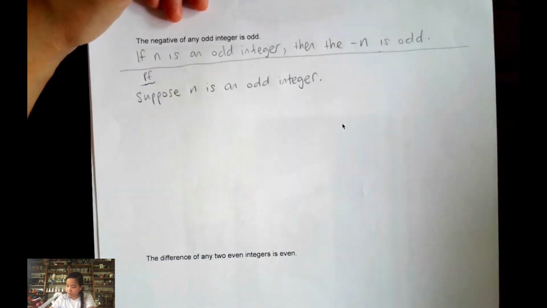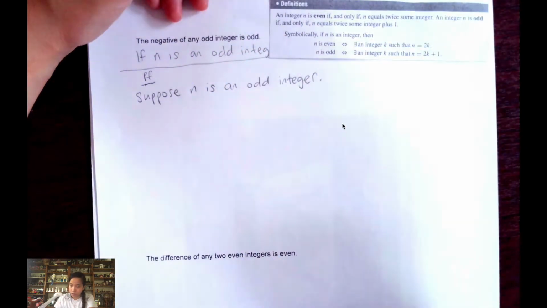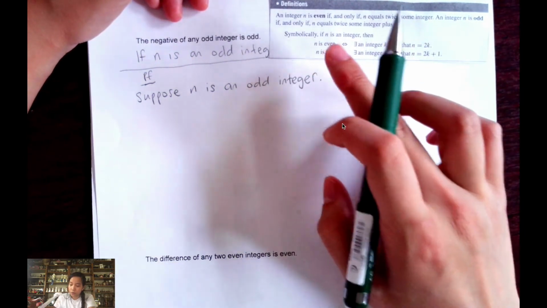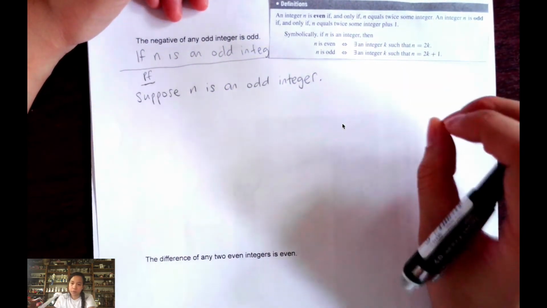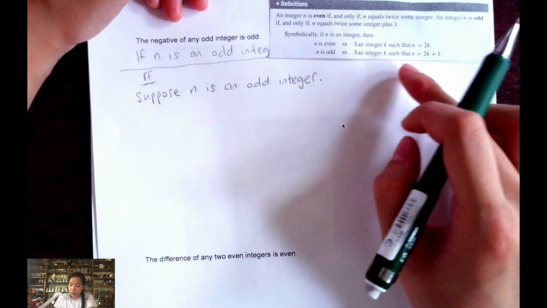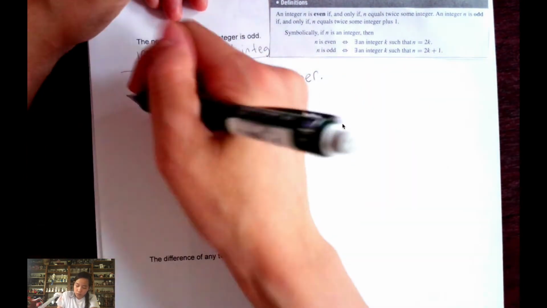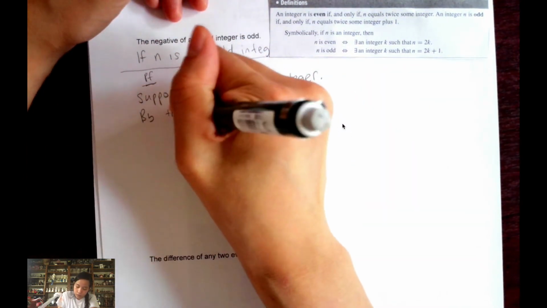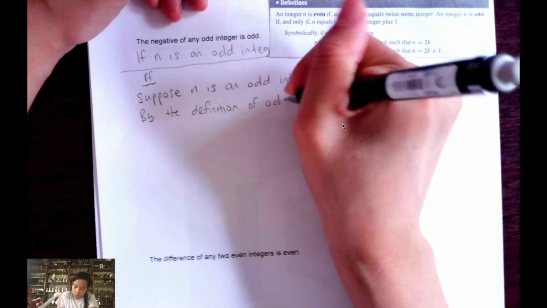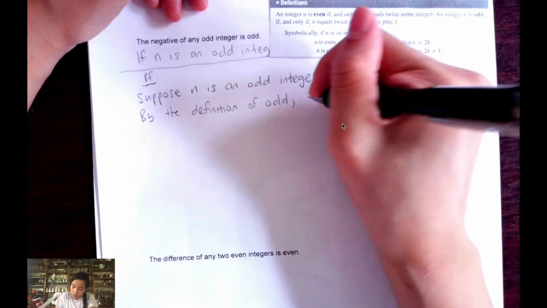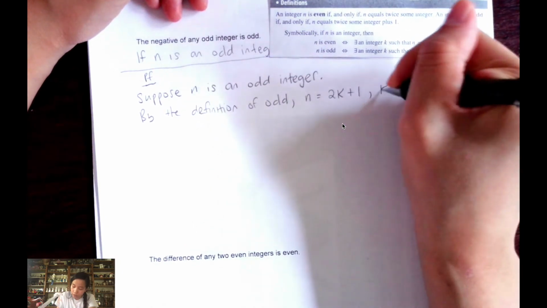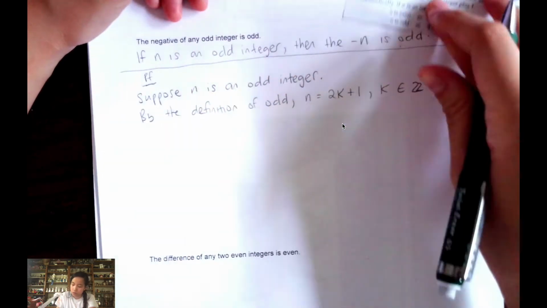So here is the definition from the textbook. An integer n is odd if and only if n equals twice some integer plus 1. So n is odd when there exists an integer k such that n equals 2k plus 1. So we could say by the definition of odd, n equals 2k plus 1, where k is an element of the set of integers.